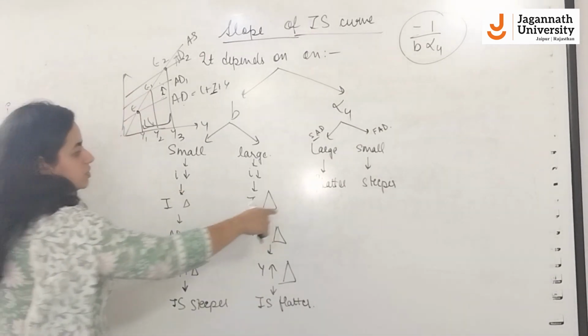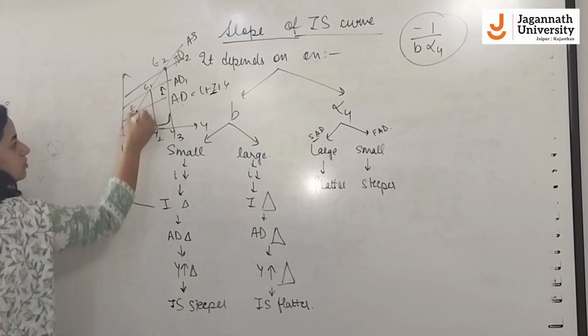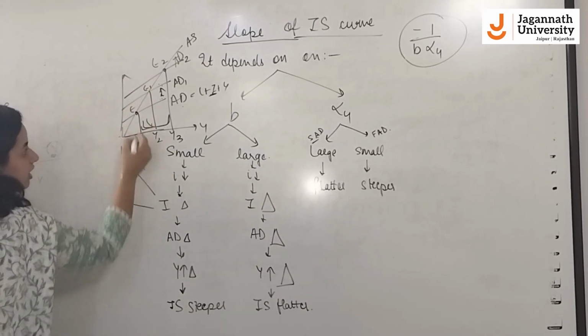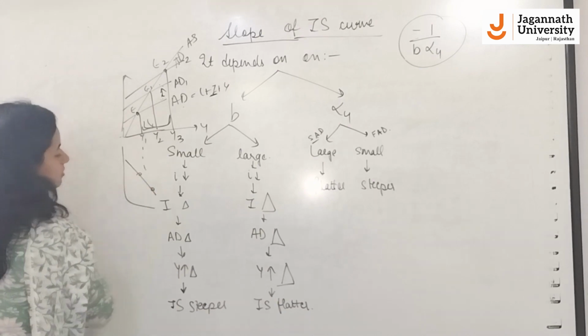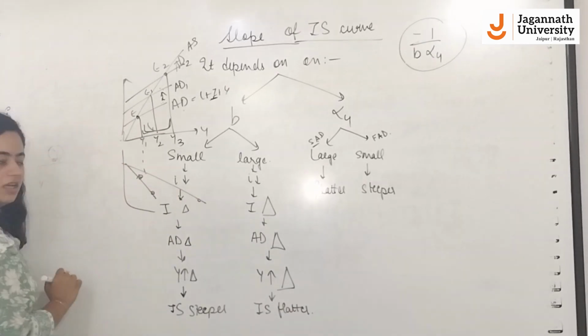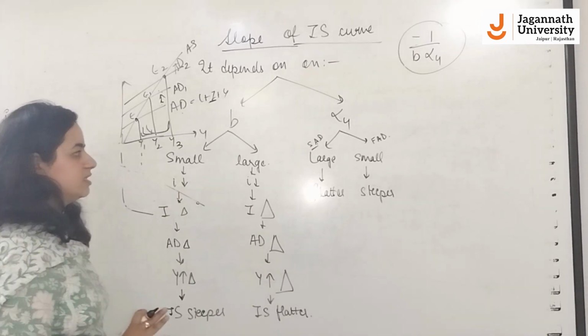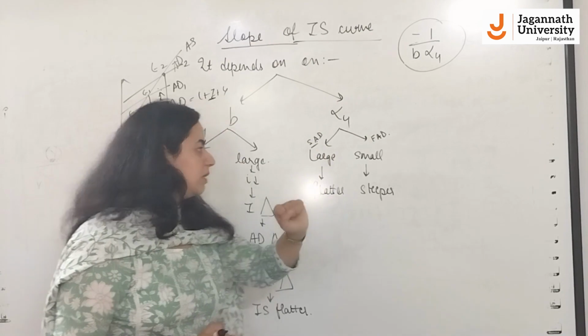I'll show this using the IS diagram also. If it moves here, you remember that IS was just brought down here. If there is a small change, IS will be steeper. If there is a large change, say from here to here, IS will be flatter. Okay. So now let's discuss the impact of alpha G, or the government multiplier.